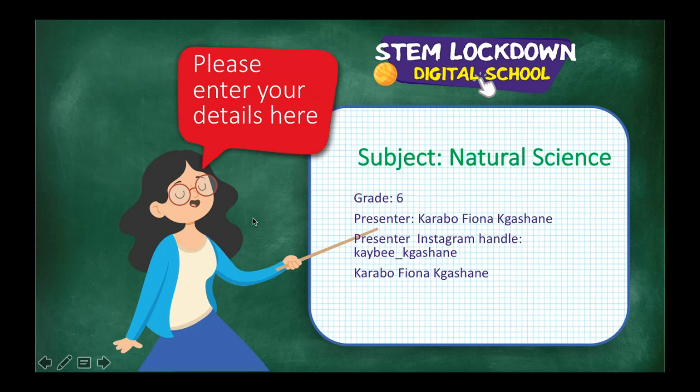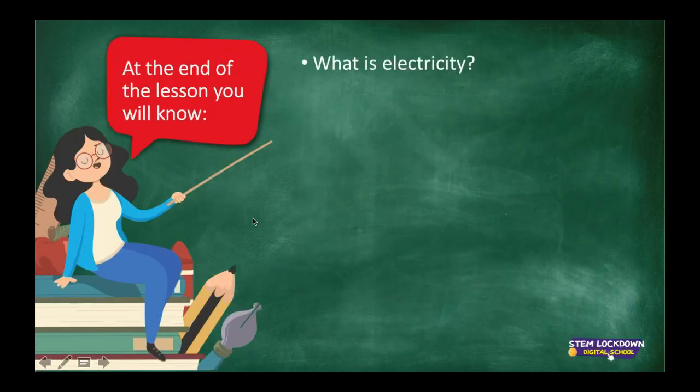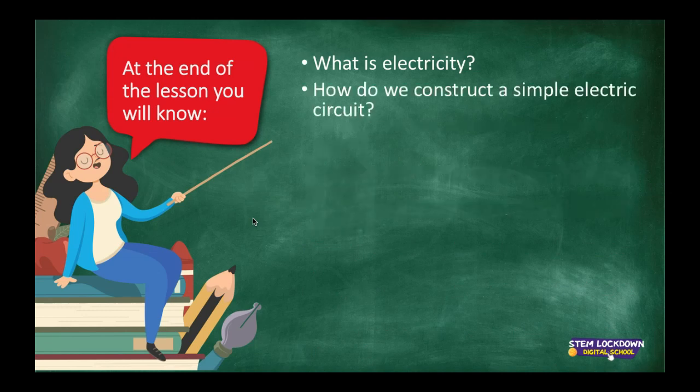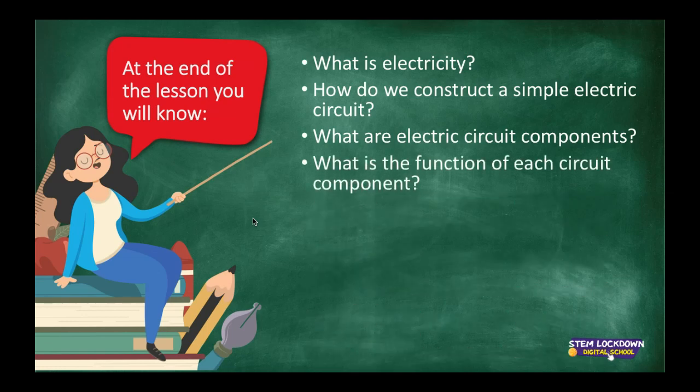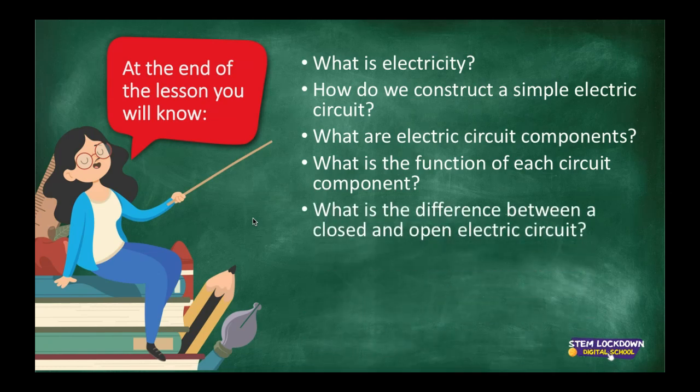All right, so at the end of the lesson, we are going to discuss what electricity is. By the end of this lesson, you should fully understand what electricity is. We're also going to know how to construct a simple electric circuit. How exciting does that sound? We're also going to know what the electric circuit components are, what they include and what they are. We're also going to know the function of each circuit component. We're also going to know the differences between a closed and an open electric circuit.